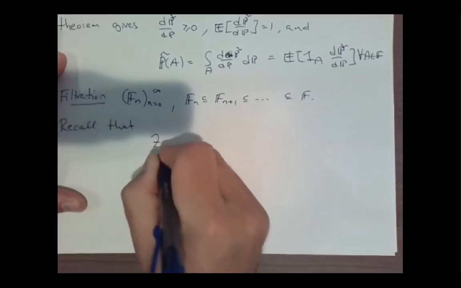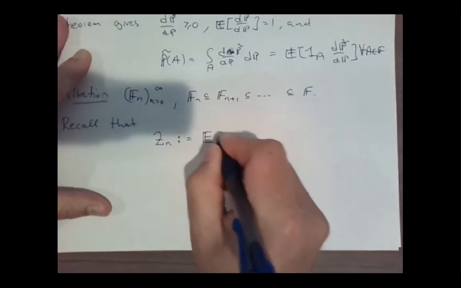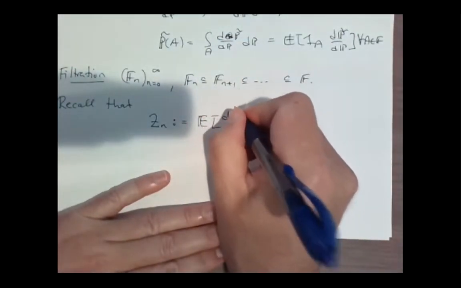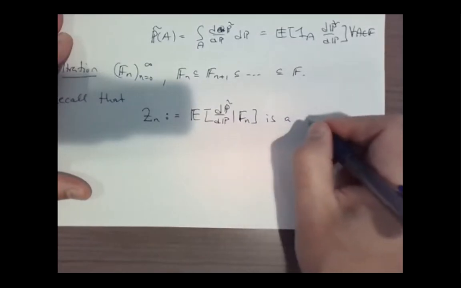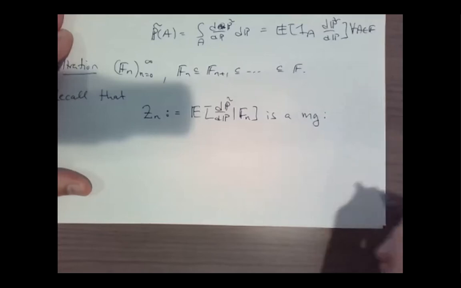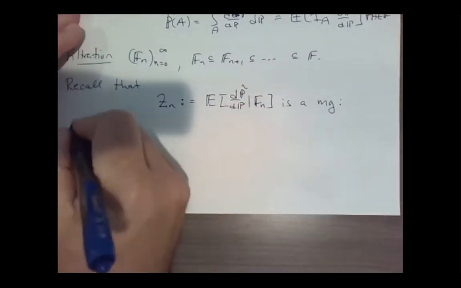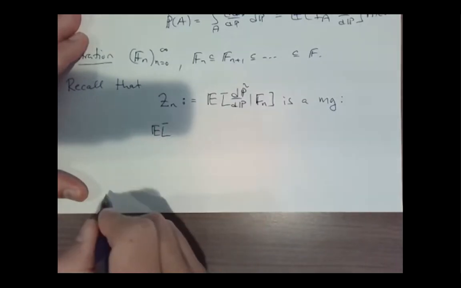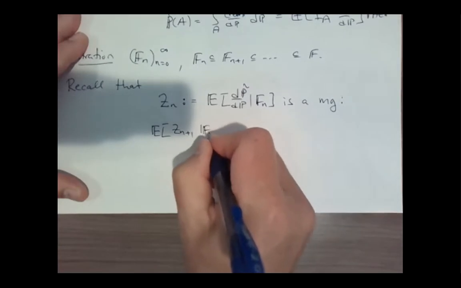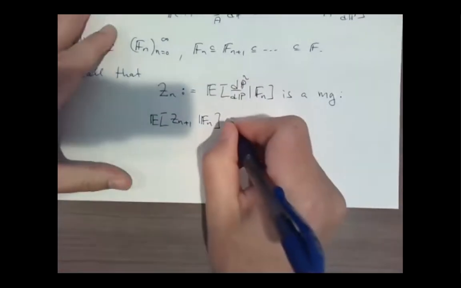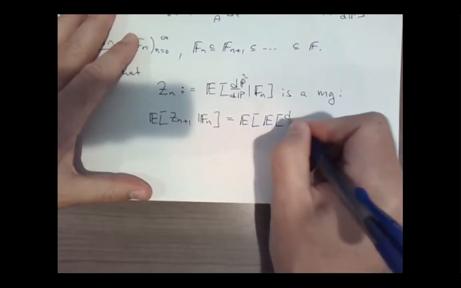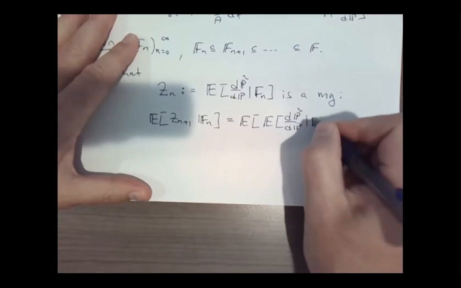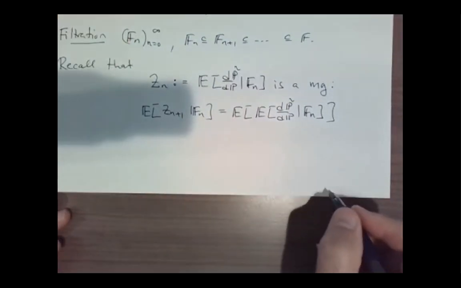that if I look at Zn to be the conditional expectation of a random variable given Fn, recall that this is a martingale. And maybe we should just quickly use iterated expectations just to recall it. So we're going to say that the expectation of Cn plus 1 given Fn, how would I calculate it? I'll start by plugging in the definition.